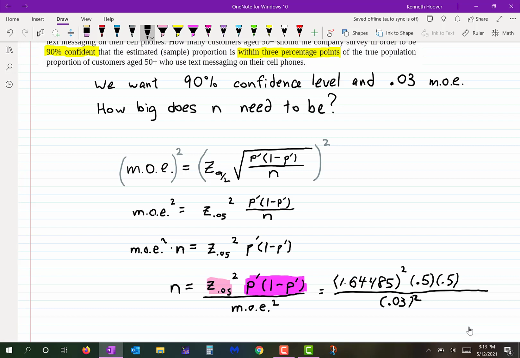And there you go. You put that number in your calculator. Okay, and let's see what we get. 1.64485, and then that is squared. And then that's times a half. And then times a half once again. And then we divide that by 0.03 squared, and I get 751 point, and then there's a little bit more after that. I'll just write down 4 decimal places. 5, 3, 6, 5.